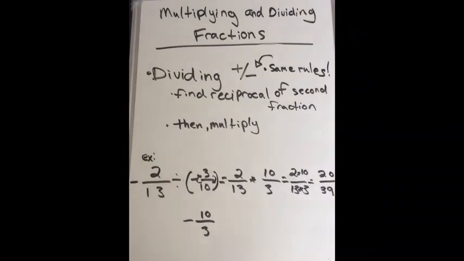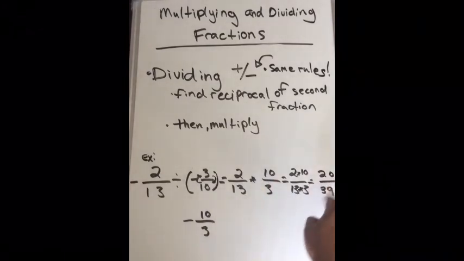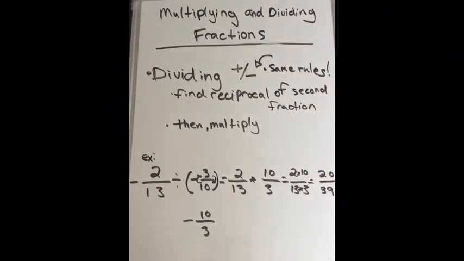Then we wanted to find the reciprocal of the second fraction. Negative 3/10 turns into negative 10/3. And we multiply as such. Well, it's 2/13 times this new reciprocal here, 10/3. 2 times 10 is 20. 13 times 3 is 39, and that gives us the correct quotient.